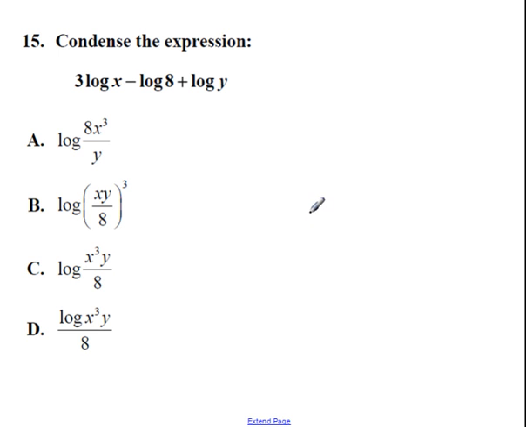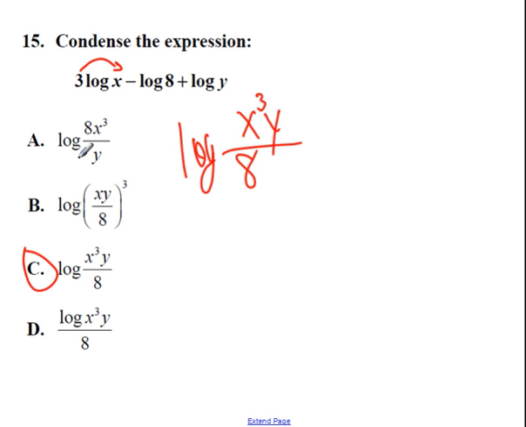Alright, here we're condensing as well, so we're going to do the same types of things. Bring that power up here, so that's going to be a x cubed. It says divide by the 8, so I'm going to put the 8 on the bottom. Plus means multiply, so I'm going to put the y on the top. That's it, really. This means goes to the bottom. This means multiplies up top.